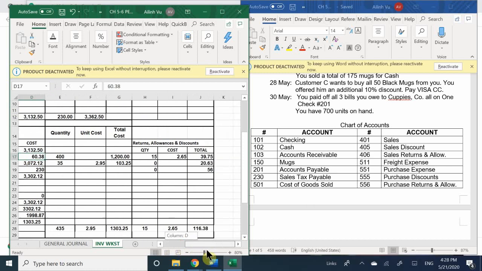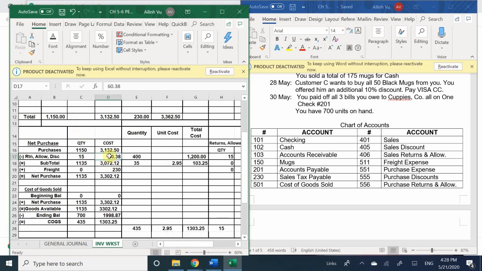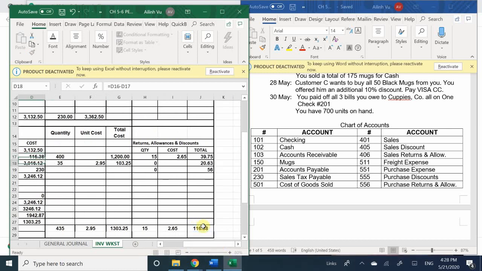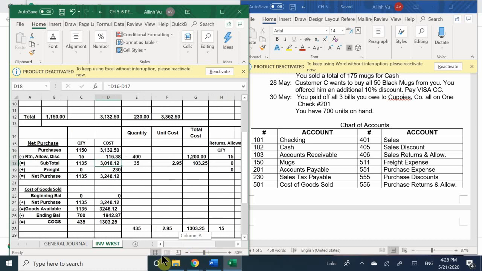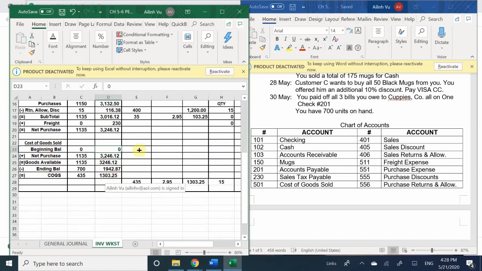So 60 should be 116.38. Okay, so equals. All right. And that's going to shrink that down to this number. And then this number is going to shrink it down to this number, and then this number is going to shrink it down to this number. So these numbers are good. Just the cost is going to be different.